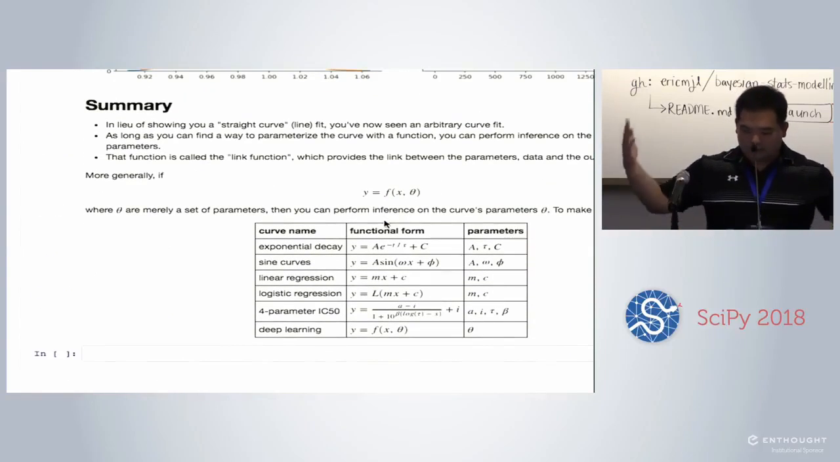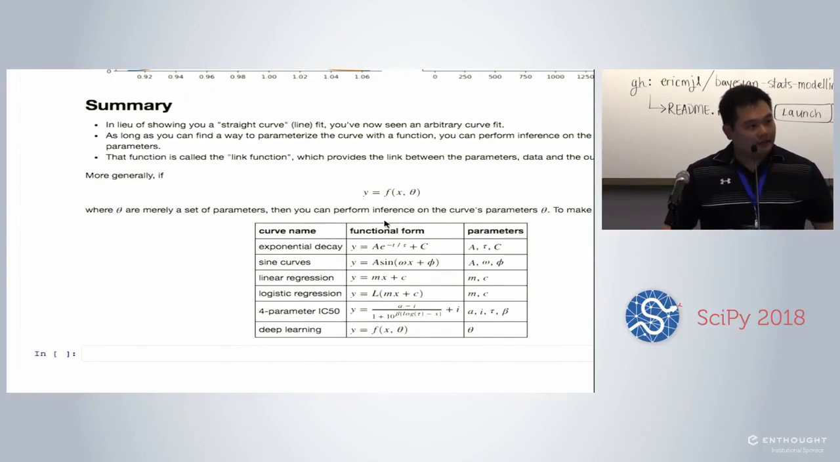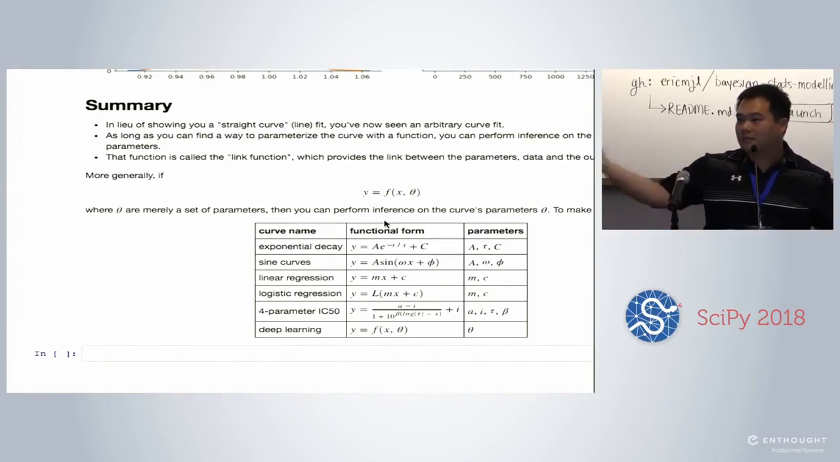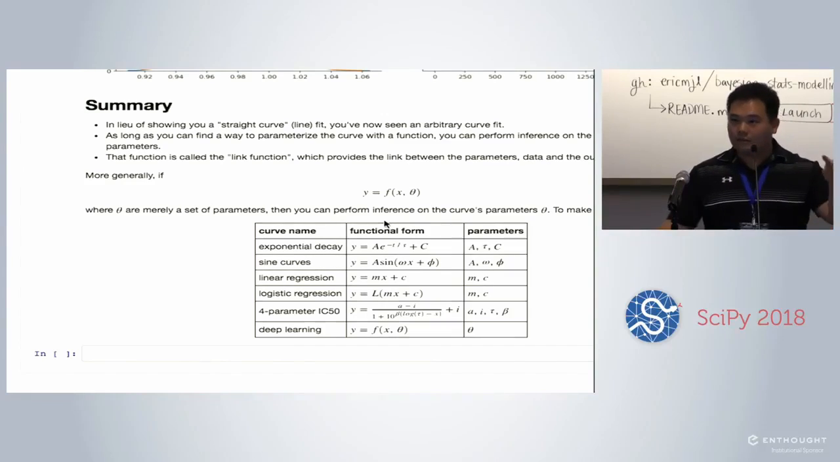If we scroll all the way down, you can fit exponential decay curves, you can fit sine curves, you can fit the linear regression straight line, the logistic regression logistic curve, you can fit a 4-parameter IC50, you can fit a deep learning arbitrary curve inside there, and there's this example of Bayesian deep learning in the PyMC3 docs, right? You can fit any math function, and that math function is your link function between your input data and your outputs. And this is the thing that hit me at the speed of Tesla's Roadster in space while I was flying over from Boston to Austin.